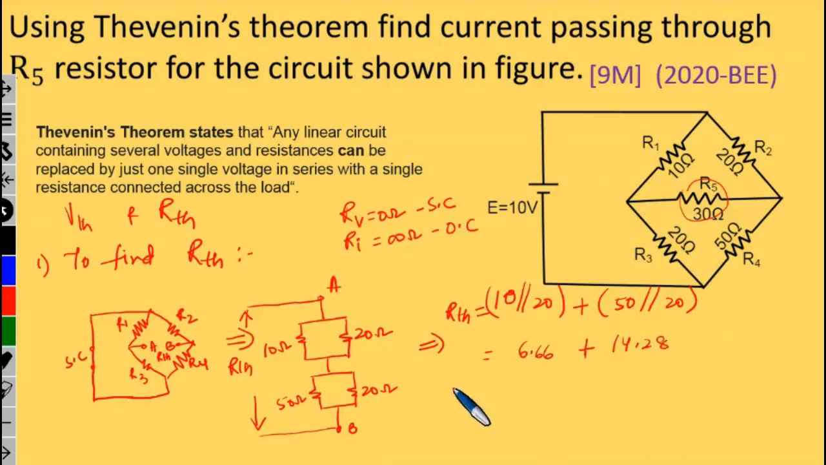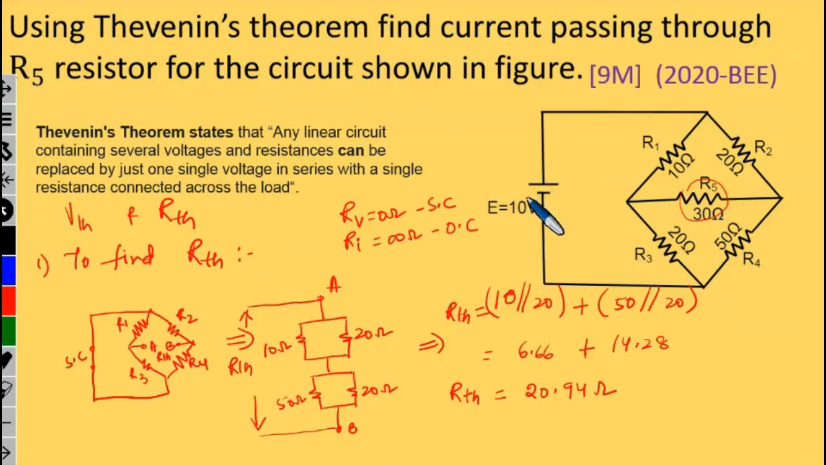So the total R Thevenin is nothing but 20.94 ohms. So this is your R Thevenin value. I am repeating again how to find the R Thevenin. To find the R Thevenin, we need to remove the load resistor where they asked us to find the current. So I am removing this load resistor R5 and replacing the sources with their internal resistance.